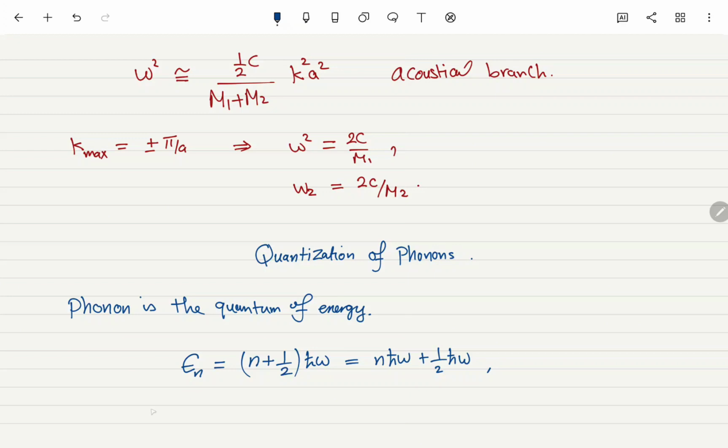Now n is the excitation quanta and the other term is the 0 point energy.